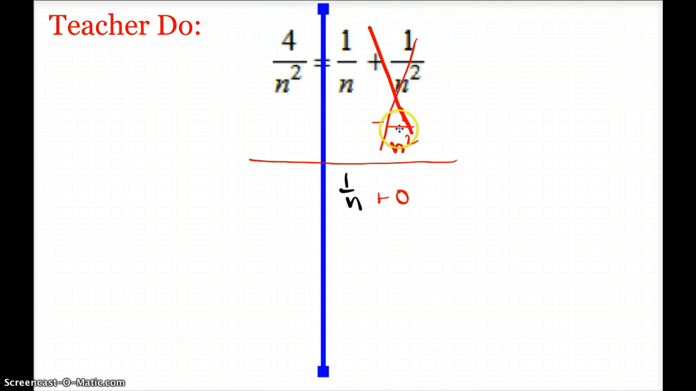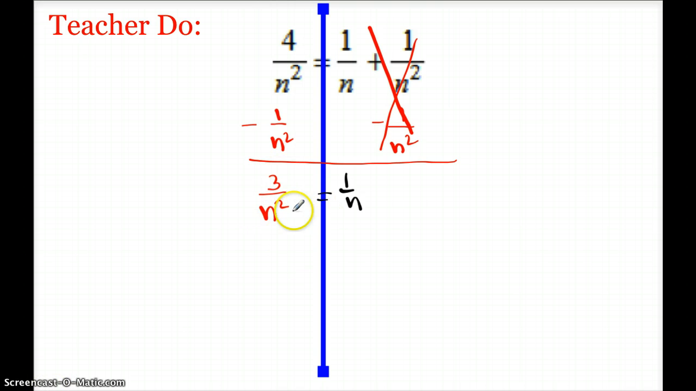Now, like we did before, every time I do an action on one side with an equation, I can do it on the other, so I'm going to do the same thing here, minus 1 over n squared. Because these are both n squareds, I can combine these two items. The denominators are the same at least. 4 minus 1 is 3 over n squared. Now 1 over n plus 0, that goes away. That's an identity. And then we can solve this equation.